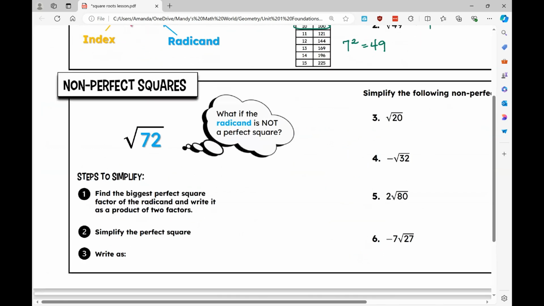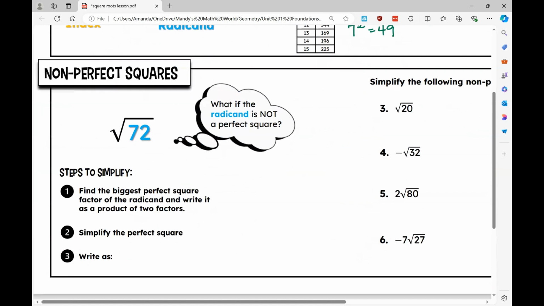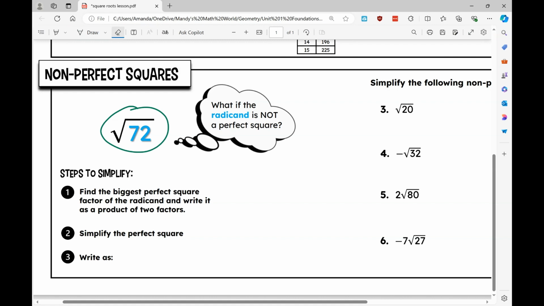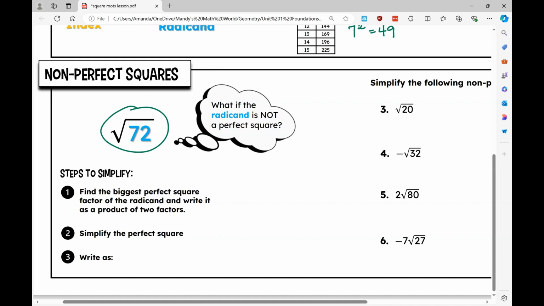So what you're going to do is look at this number, the square root of 72. Now, in the example at the top, there was a 2 as the index. If there's no number there, it's assumed to be a 2. So this is the square root of 72. The first thing we're going to do is find the biggest perfect square that is a factor of the radicand and write it as a product of two factors. Okay, what does that mean?